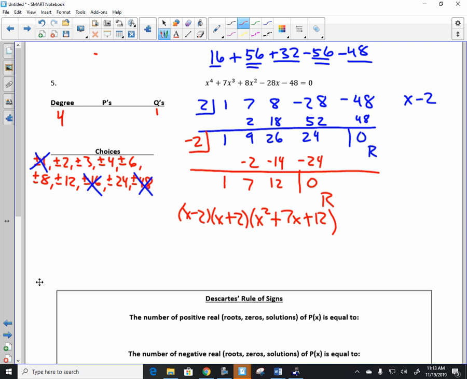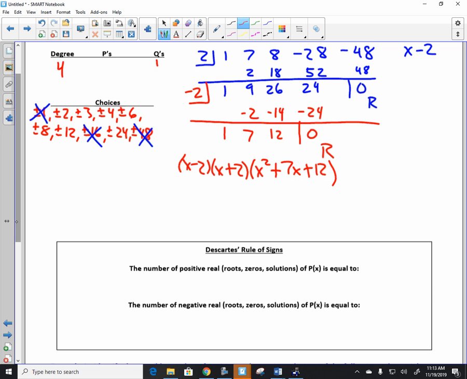So I factored that quartic. I factored it down to here, and we can see that the x squared plus 7x plus 12 does factor. x minus 2, x plus 2, x plus 3, x plus 4. So x is what? Plus or minus 2, -3, -4. That didn't take that long. It took about, what, 3 minutes?